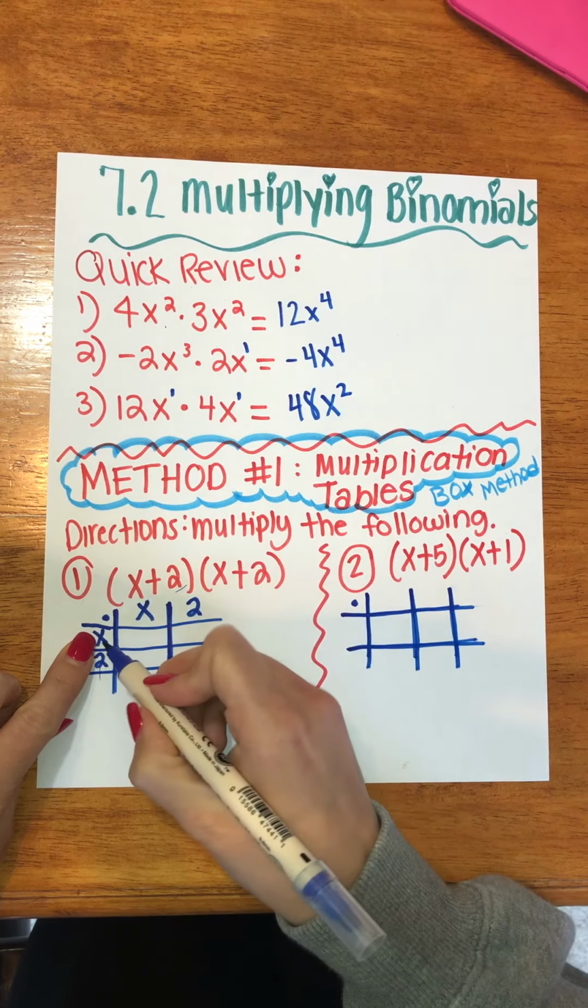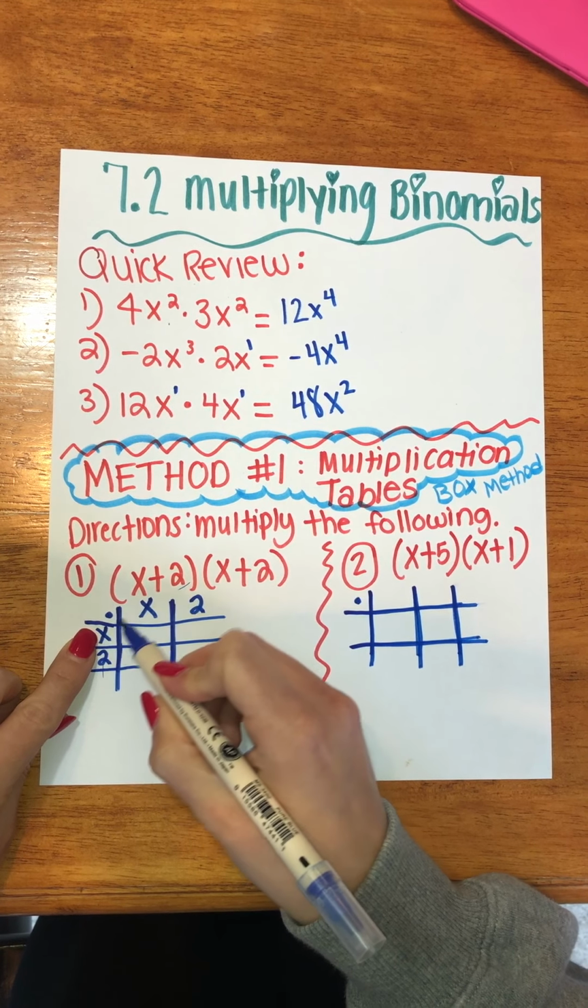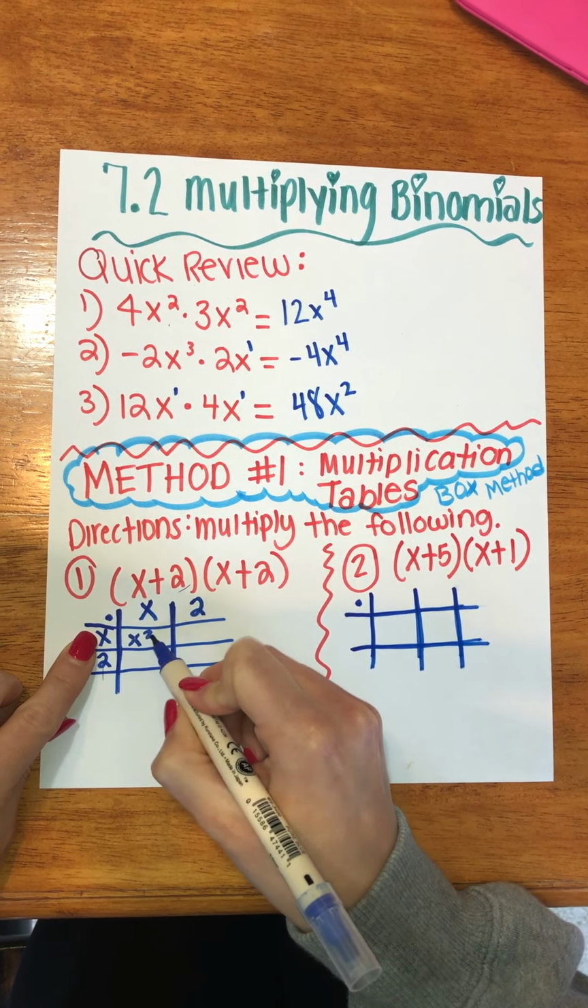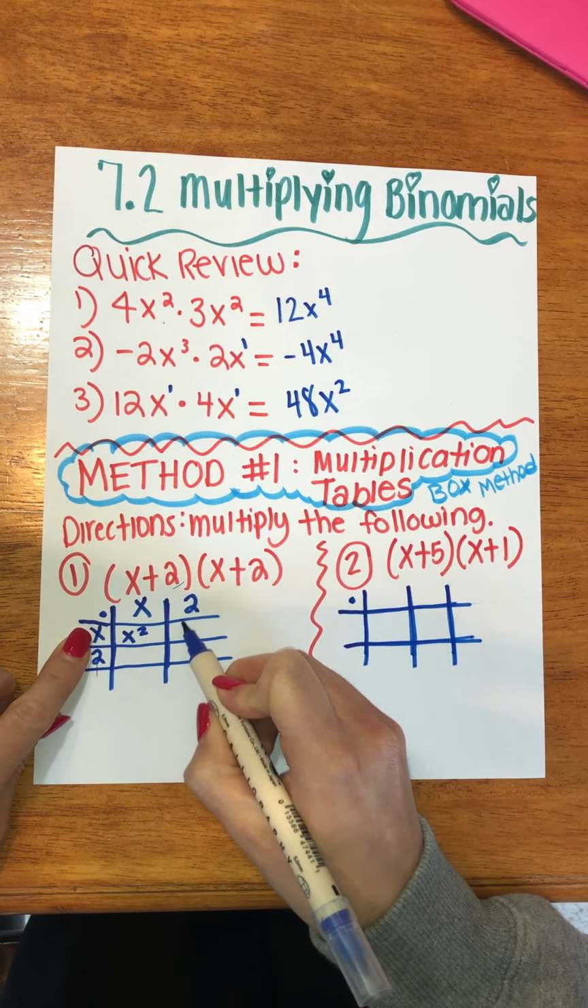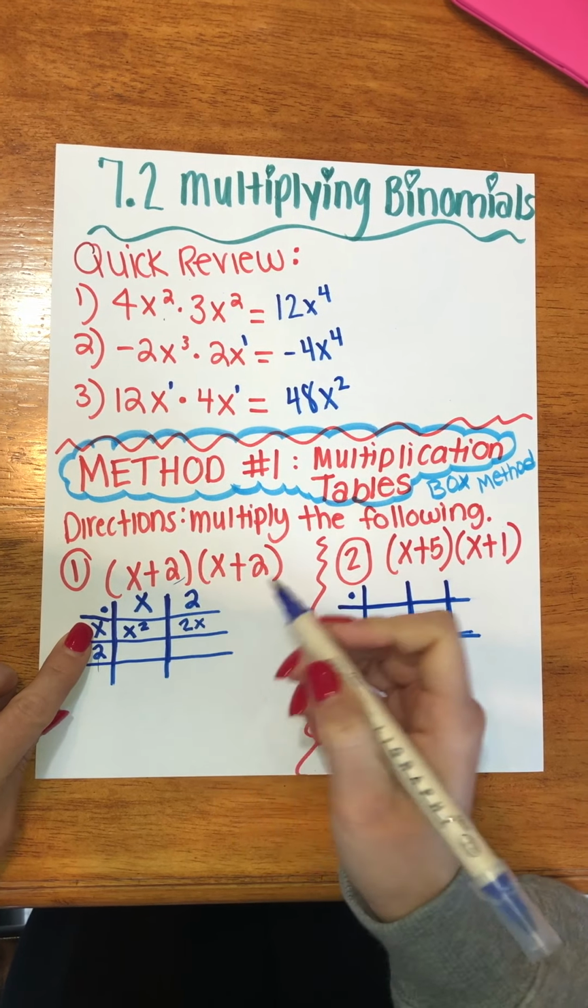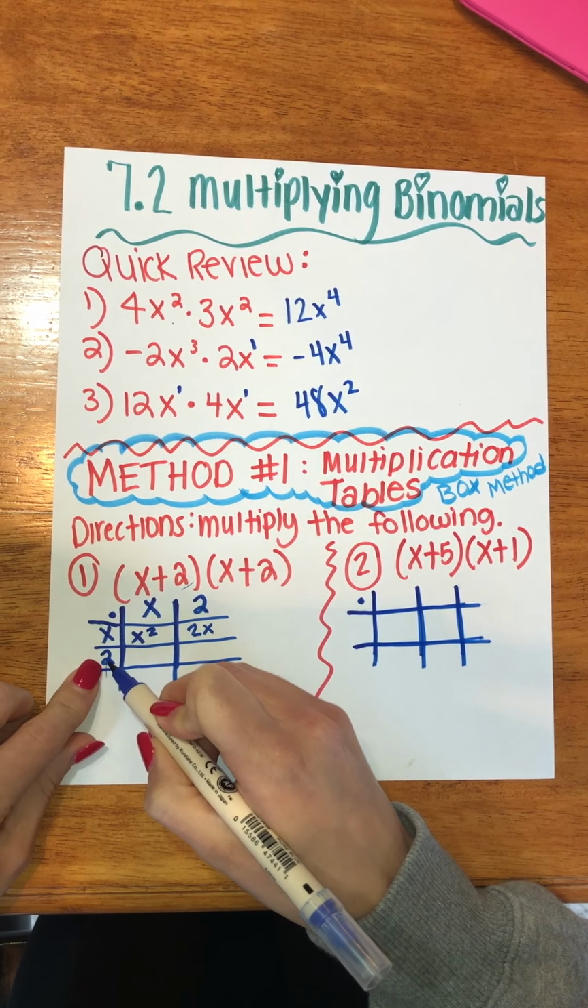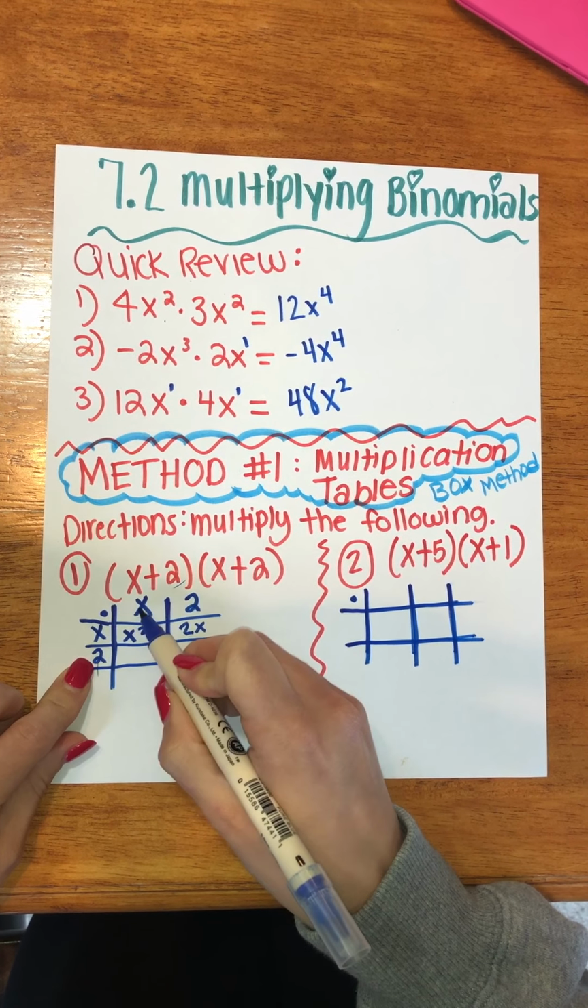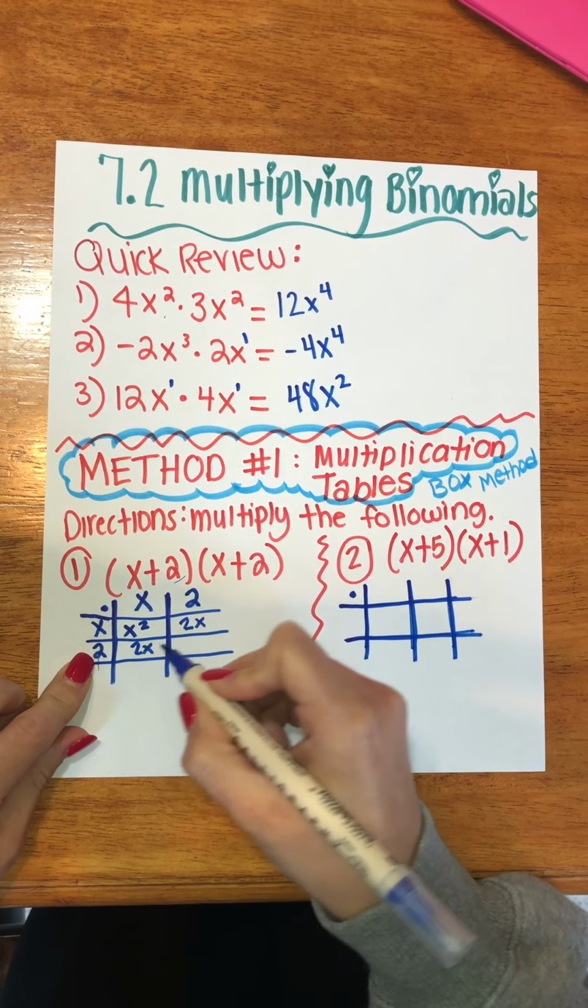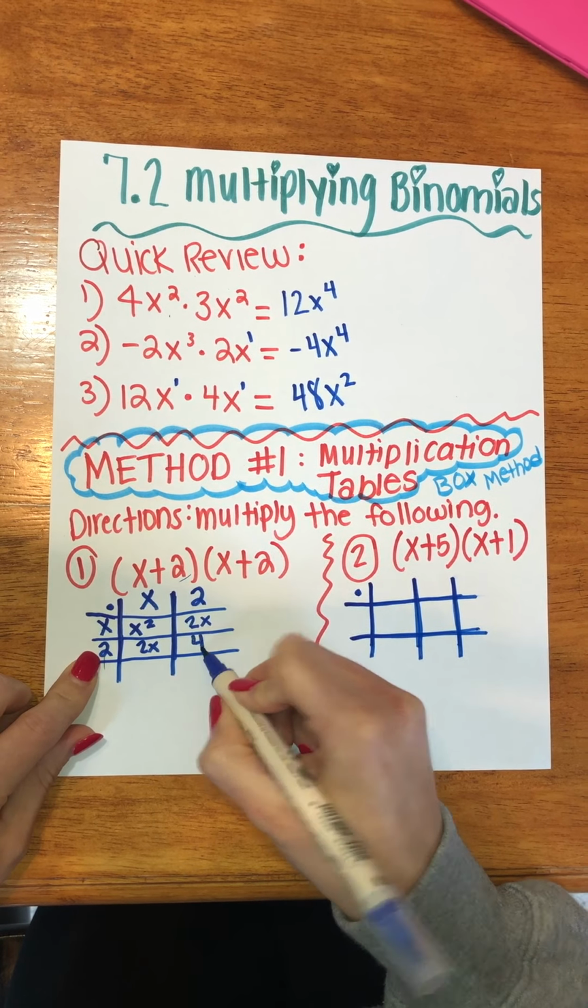So you're going to start with the x. You do x times x, which is x squared. Then you do x times the other number, which is 2x. All right, then you got the 2. You're going to multiply that to the top. So 2 times x, that's 2x. And then 2 times 2, which is 4.